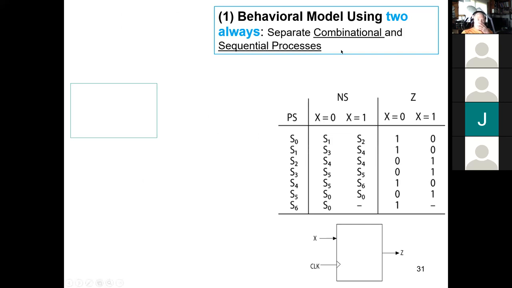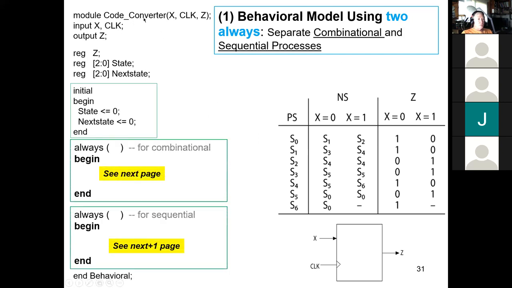All right, so behavior model, two always blocks, a separate combinational and sequential process. These are on the next page. So our module list, we have an input X, a clock, and then we have an output Z. So that's our black box down here, input X, input clock, output Z. And then we define Z as a register. And then we have our three bits for our current state, three bits for our next state. And then these are all registers. We set things up initially, which we can do with an FPGA.